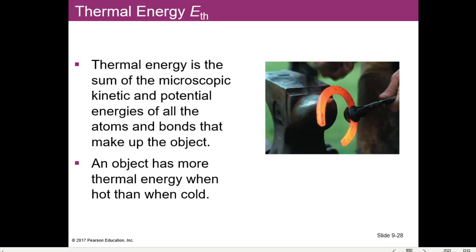Thermal energy is the energy that we experience as heat, and you can see this horseshoe here is glowing, and the reason it is glowing is that the molecules and atoms in the horseshoe are moving very rapidly, and they're actually radiating visible light.